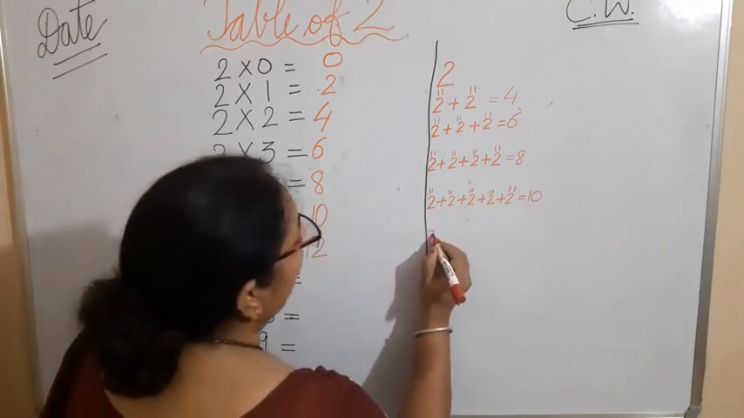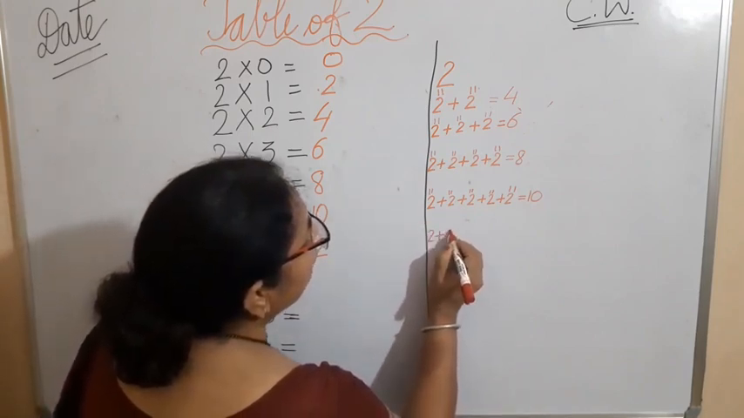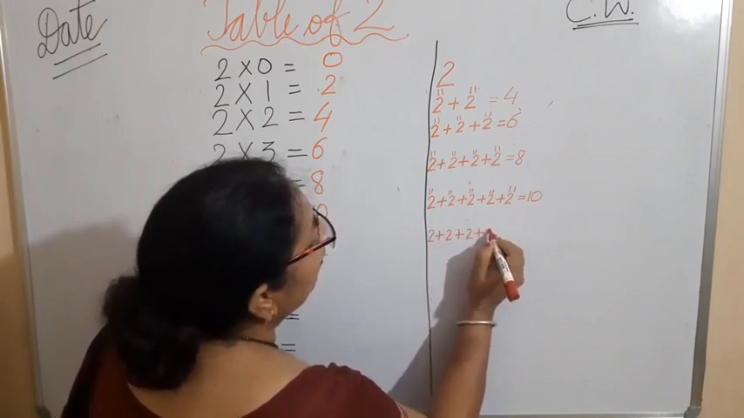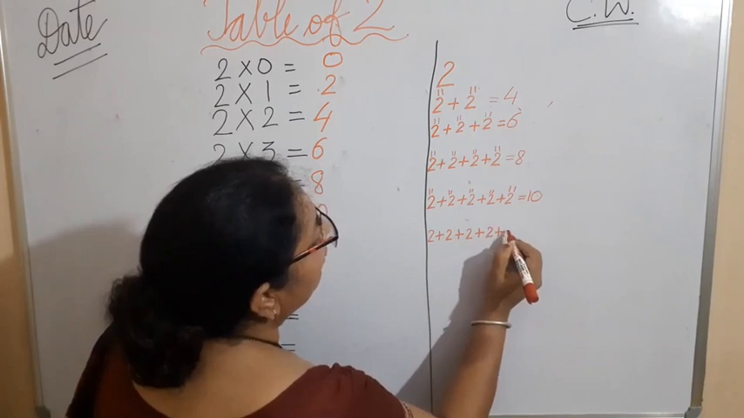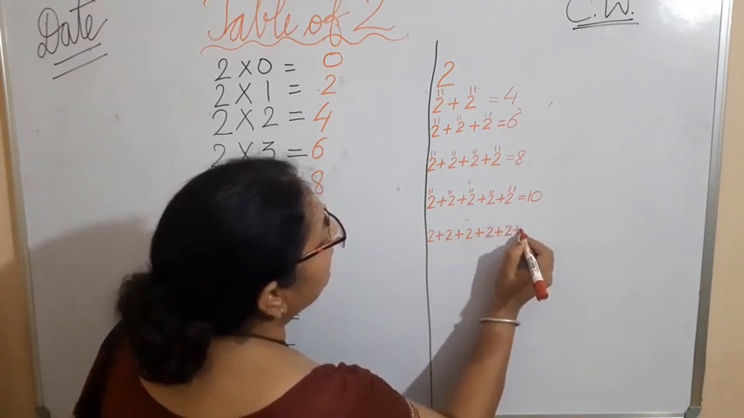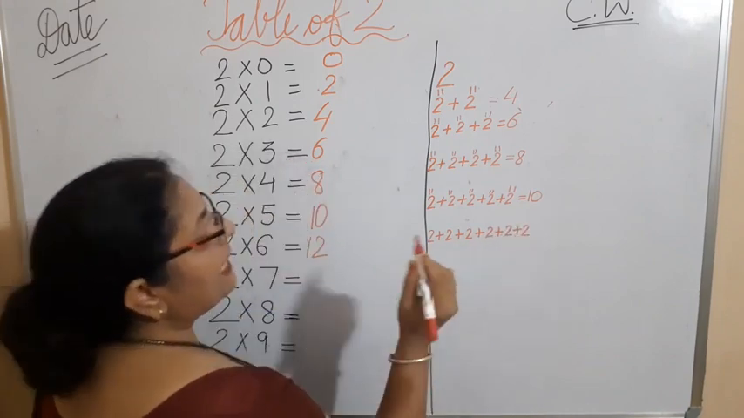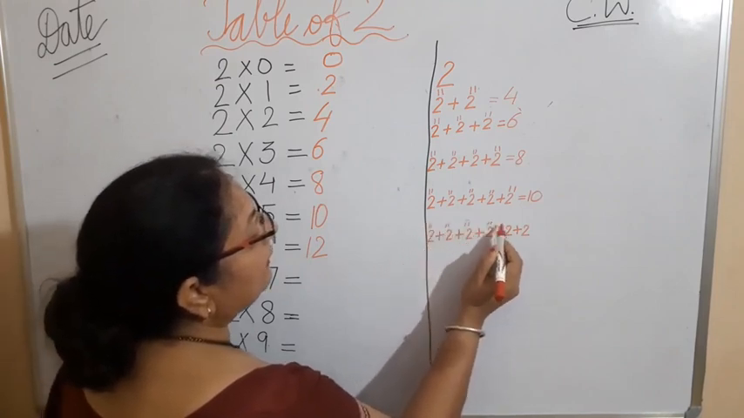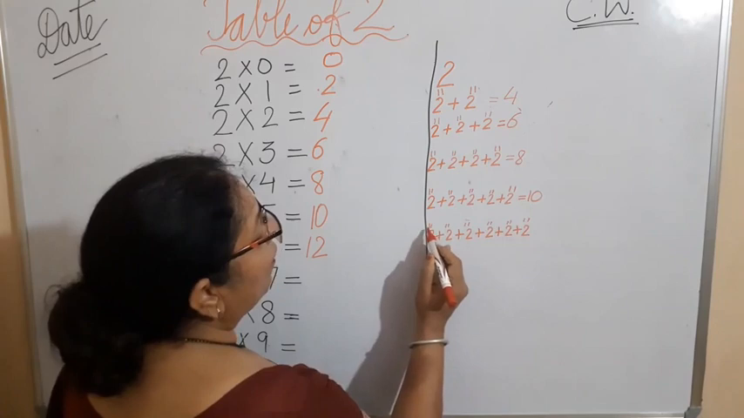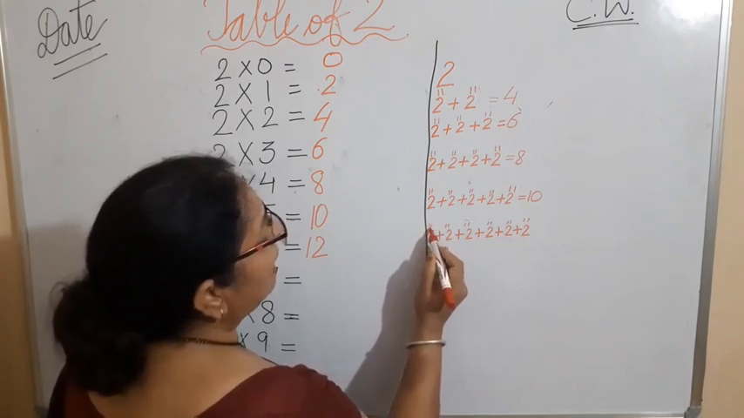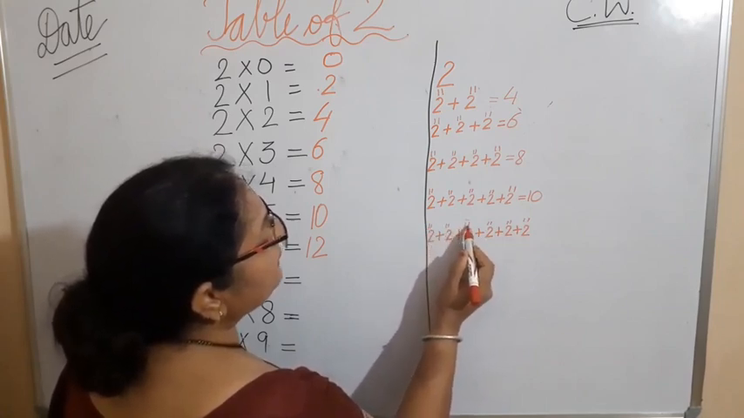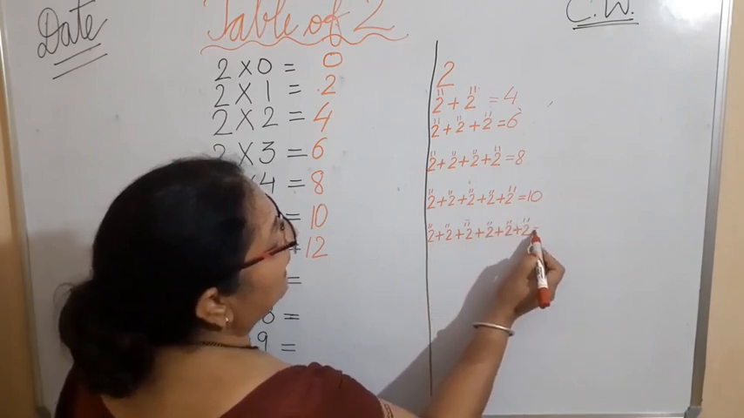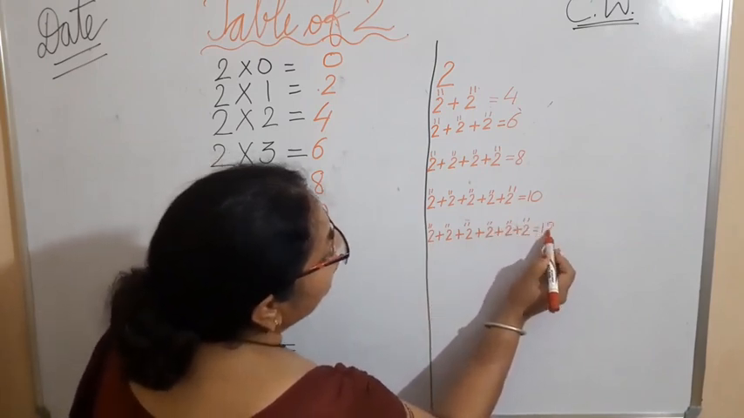Like this: 1, 2, 3, 4, 5 and 6. And you have to put the lines similarly and count it all together: 1, 2, 3, 4, 5, 6, 7, 8, 9, 10, 11, 12. And your answer is 12.